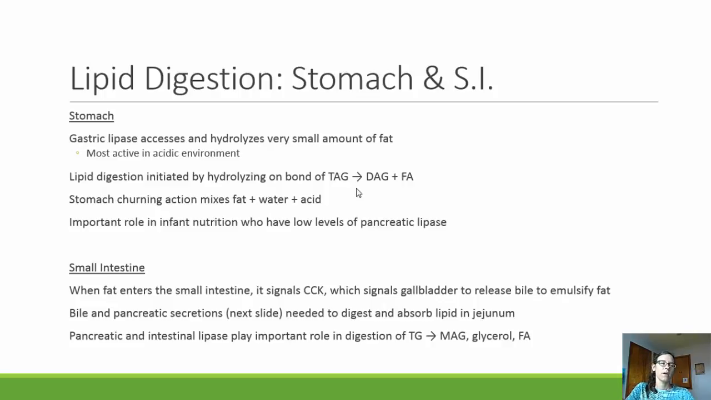Okay, then the lipids would enter the small intestine. And when fat enters the small intestine, it signals CCK, or cholecystokinin, which tells the gallbladder to release bile, and that emulsifies the fat. We'll talk more about bile, but we know it acts as a detergent to break up fats and distribute them more throughout the chyme. So bile and pancreatic secretions are needed to digest and absorb lipid in the jejunum. The signaling of CCK and then of bile release is absolutely crucial for lipid digestion.